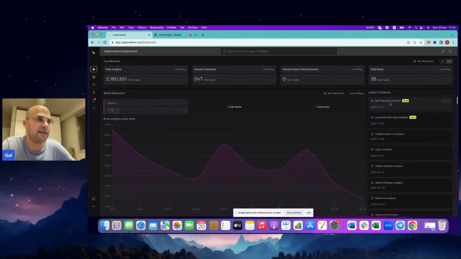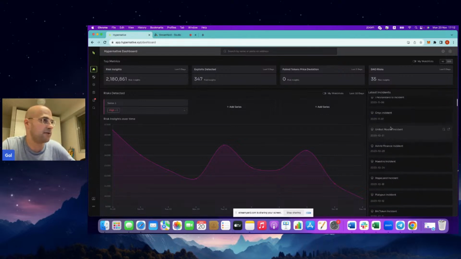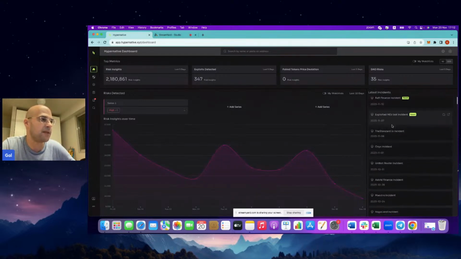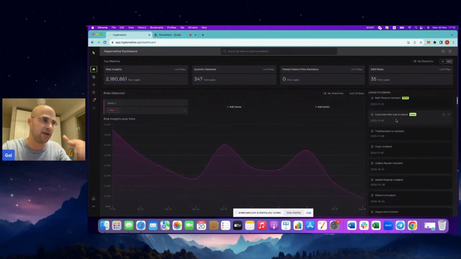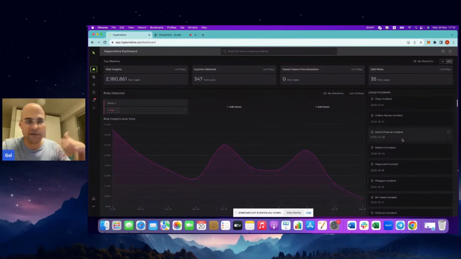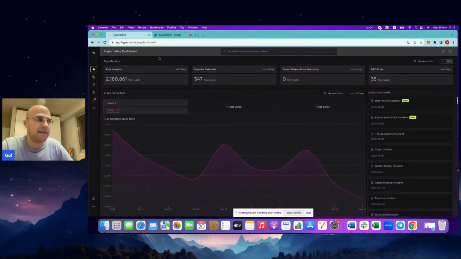So we've created, for the customers that use Hypernative, a big list of past incidents, like just recently the Raft Finance incident, which Hypernative detected around 15 minutes before the first attack transaction, and a lot of other different types of incidents that we actually wrote reports on. But in the system, you have three parts.